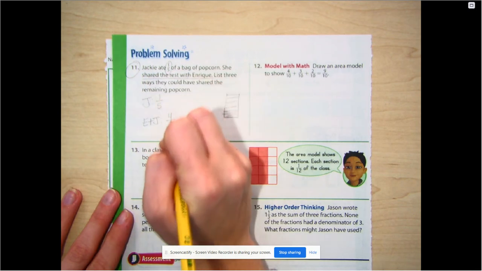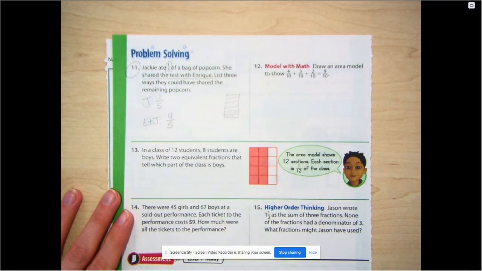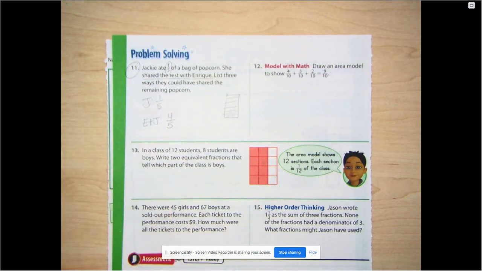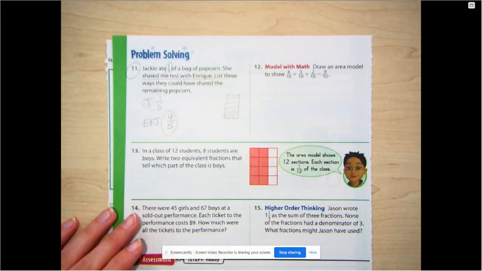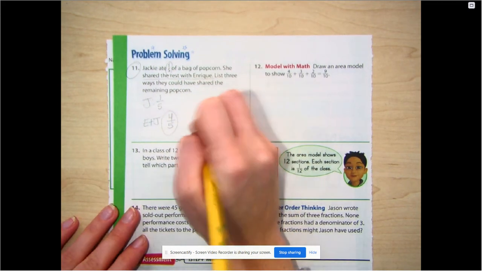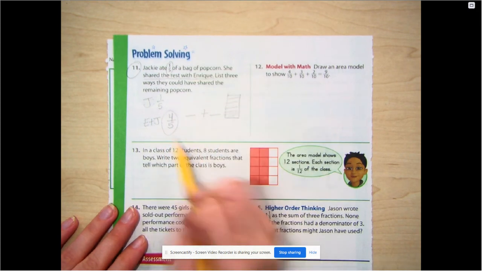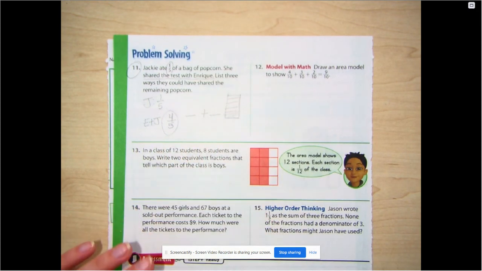4/5. Okay, so now what I need you to do is to come up with a decomposing fractions problem that shows the rest of what they ate together. So I need you to give me 2 fractions that will equal what they shared, 4/5. Can you do that now and enter it into the Edpuzzle? Go.